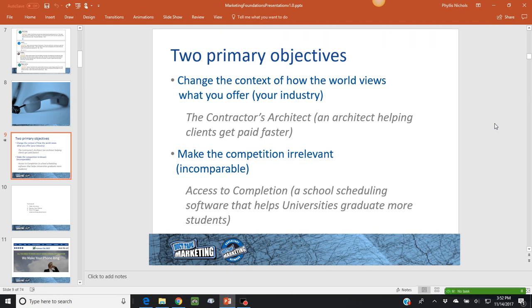The second thing that we really want to do, once we understand that, we can speak to it really well, and then we can do the second part, which is making our competition irrelevant or incomparable. So let's talk about how to do this. Again, these are 2 good duct tape examples, and then I have a third example that I personally worked on that I'll share as well.